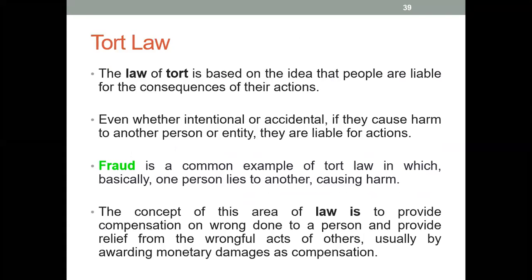Okay, fine. So let us see the next law, which is called the tort law. Now, the tort law is a law of tort which is based on the idea that people are liable for the consequences of their actions, whether intentional or accidental, if they cause harm to another person or entity. So that is what the tort law is. The tort law says that people are liable for any consequence of their actions.